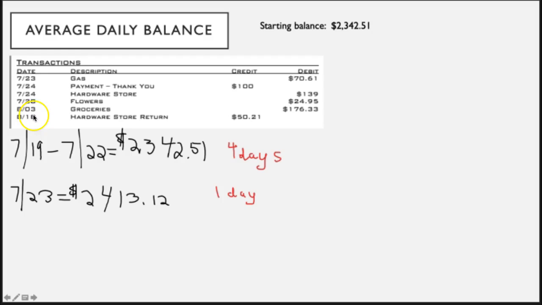On the 24th, guess what? Another change in your balance. It looks like on the 24th there was both a payment and a charge. So you're going to take $2,413.12, subtract $100, because if you make a payment, that decreases your balance. But there was also a charge that day, so you're going to have to then add $139. What did you get for the balance on the 24th? Pause this recording and calculate that.